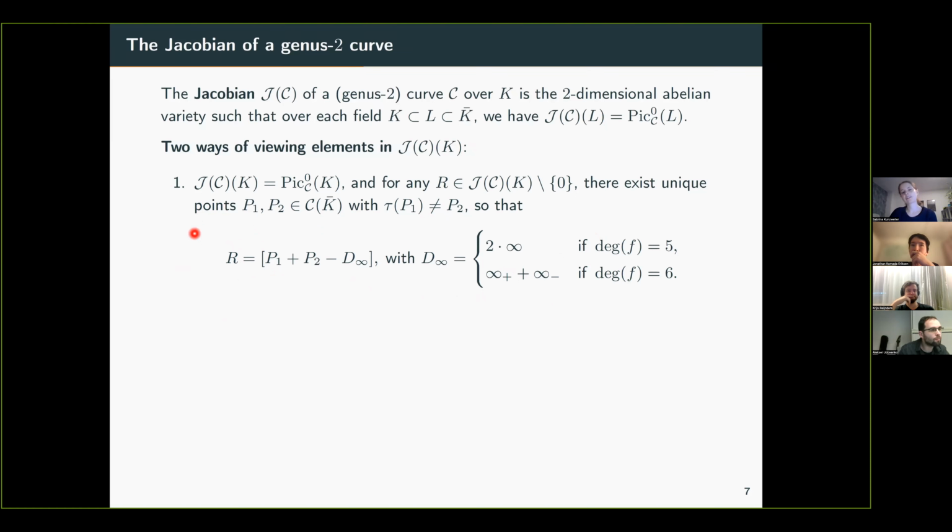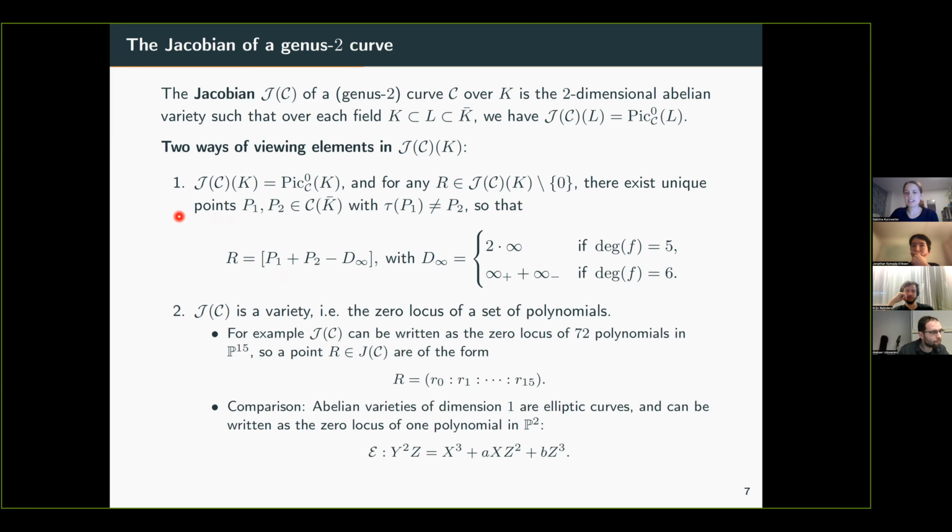And yeah, maybe the description before was quite technical, but what you should remember is that any element of the Jacobian somehow corresponds to a pair of points on the curve. And so this pair are the points P1 and P2.